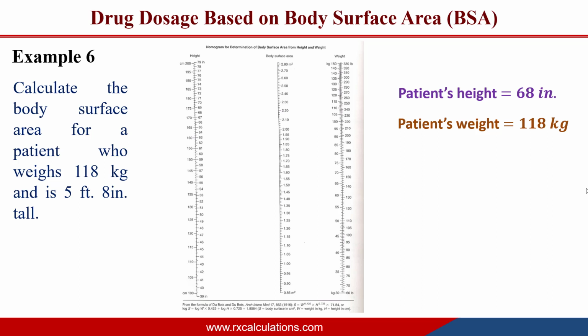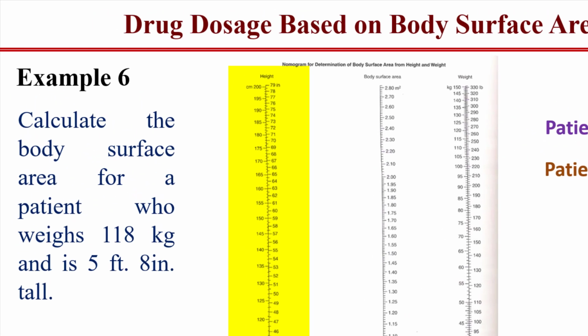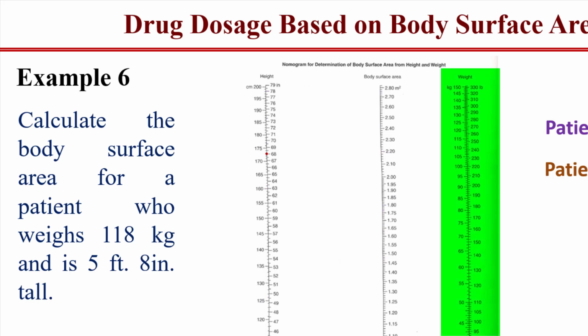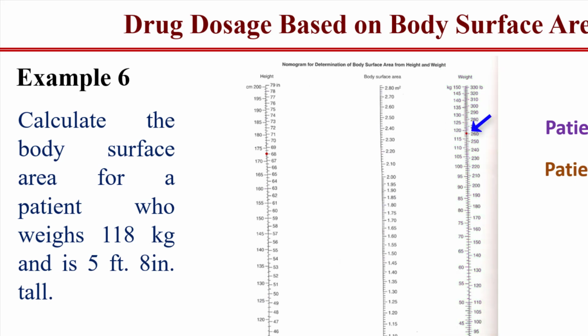So we have the patient's height to be 68 inches. We go to the height column, which is the column on the left, and we locate 68 inches, which would be on the inner side of that column. So we locate 68 inches and we indicate that with a dot. And then we go to the weight column, which is the column on the right hand side, and we locate 118 kilograms. So the kilogram portion is on the inner side of the column. And so we look for 118 and then we indicate that with a dot.